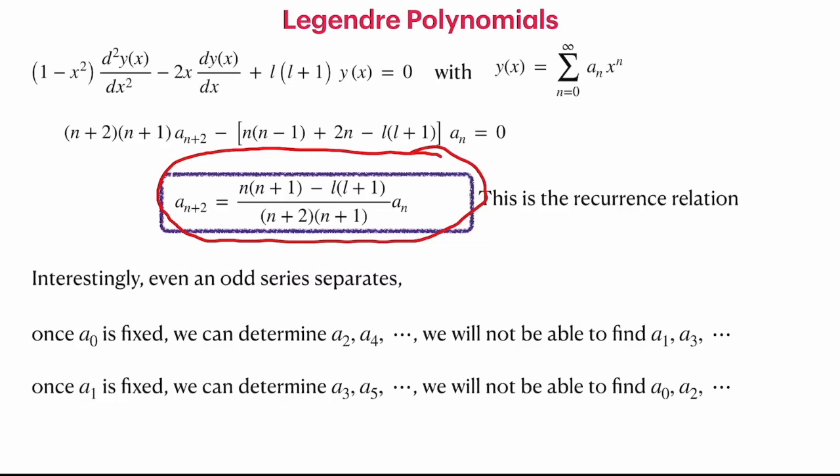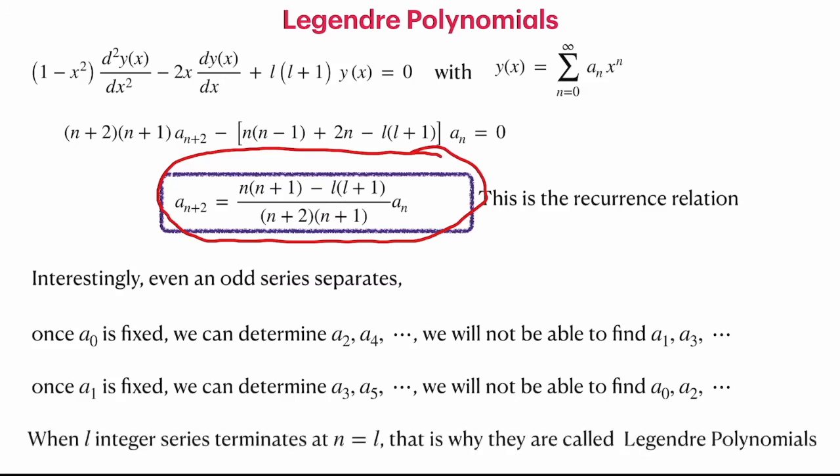In this case, even and odd series are completely decoupled, and you will have to give the two starting points a0 and a1 depending on the odd series or even series you want, or if you want both of them, then you can give both of them. But the two initial points have to be given to evaluate the complete series, not one as in most differential equations.